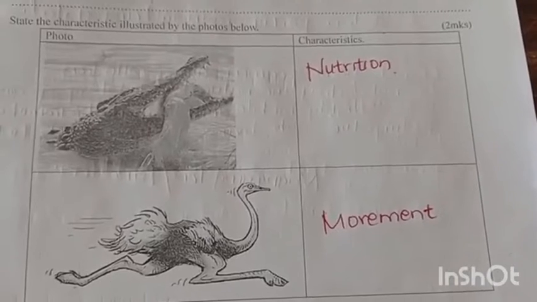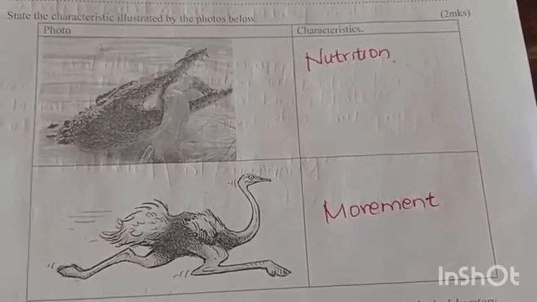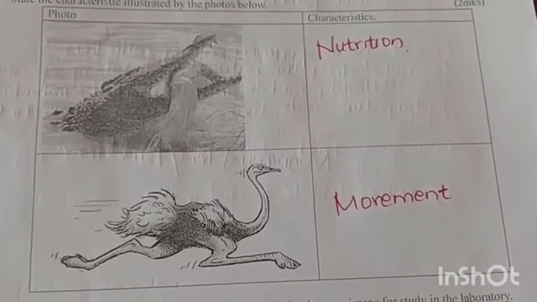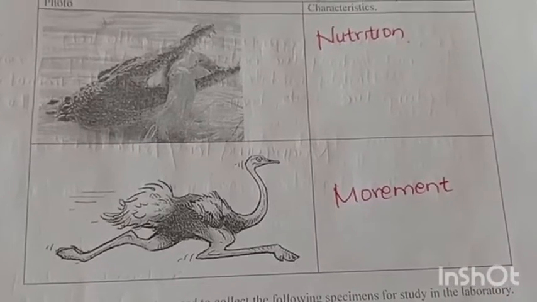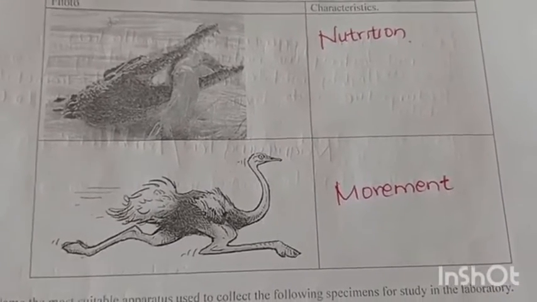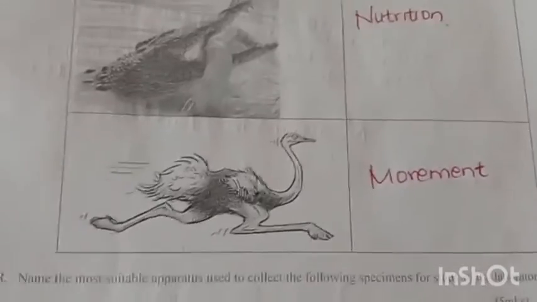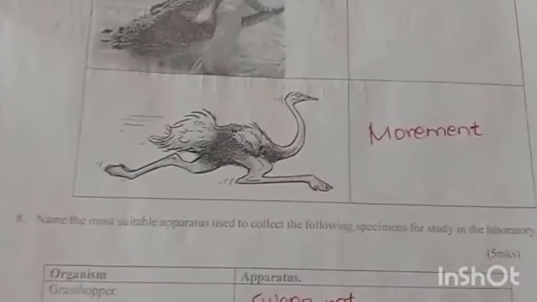State the characteristic illustrated by the photo. That is a crocodile that is feeding on something, so it's nutrition. Movement is shown there, an ostrich moving.